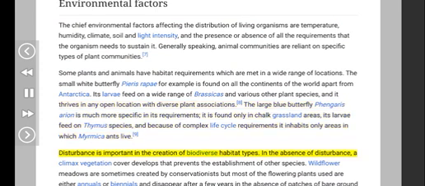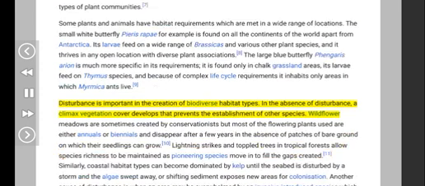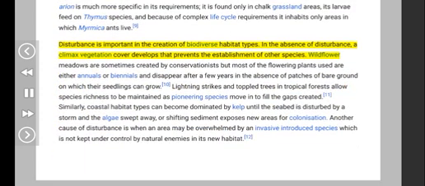Disturbance is important in the creation of biodiverse habitat types. In the absence of disturbance, a climax vegetation cover develops that prevents the establishment of other species. Wildflower meadows are sometimes created by conservationists, but most of the flowering plants used are either annuals or biennials and disappear after a few years in the absence of patches of bare ground on which their seedlings can grow. Lightning strikes and toppled trees in tropical forests allow species richness to be maintained as pioneering species move in to fill the gaps created.